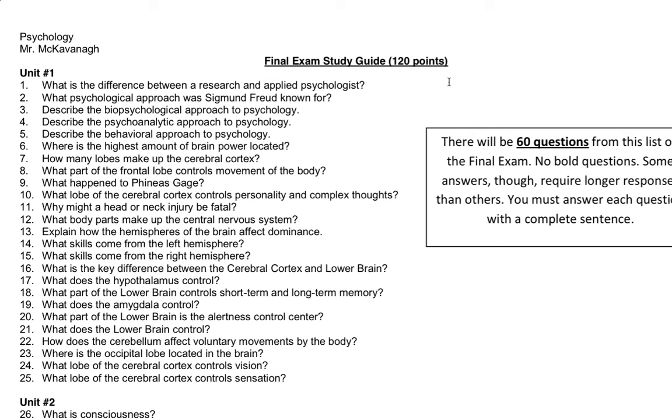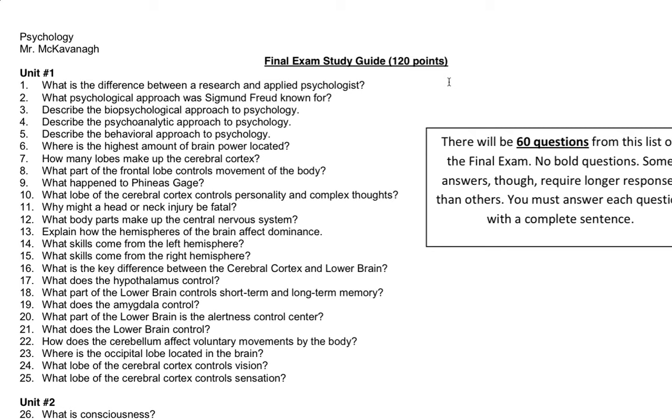Reticular activating system. Number 21, what does the lower brain control? As stated in question number 16, the lower brain will control involuntary activities or things that we don't have to directly pay attention to happen, like emotion. Number 22, how does the cerebellum affect voluntary movements by the body? The cerebellum is kind of like the little brain that controls the balance. When we walk on 2 feet, we don't fall over because the cerebellum helps us balance.